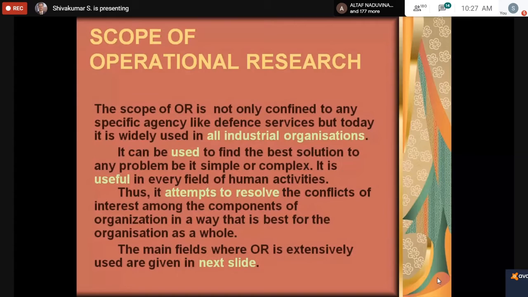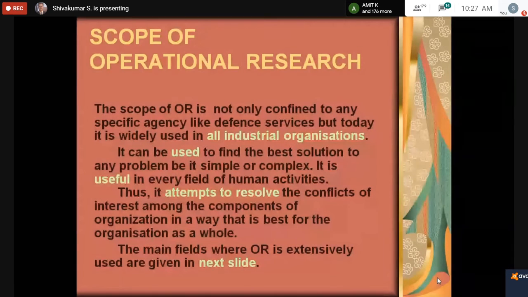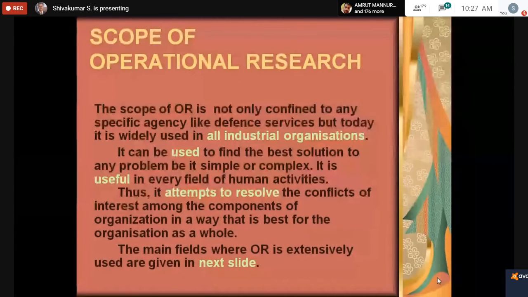In the beginning, talking about the history of OR, the UK was the origin where they started to use OR. Then during the World War, for deployment of resources and missiles, many countries like Japan, Germany and others used OR techniques. So we can't say it's confined to defense services. Nowadays, almost all industries are using OR as one of the techniques for solving their problems.